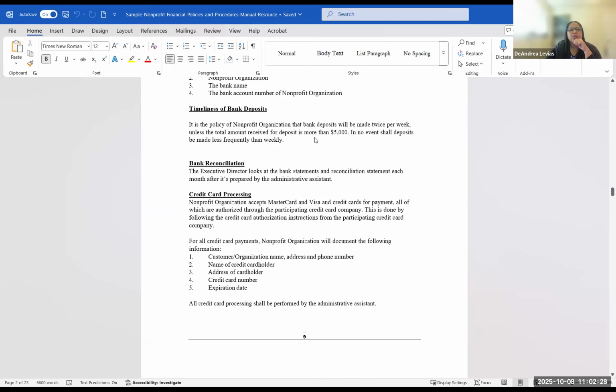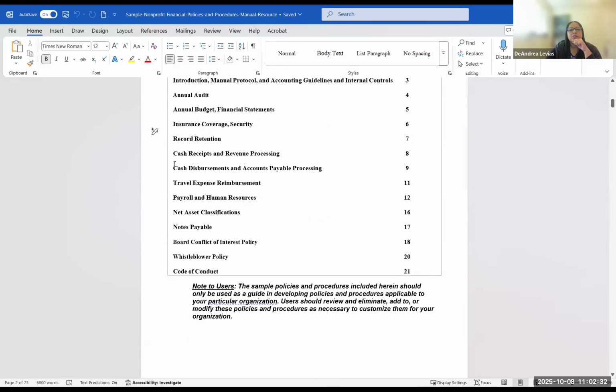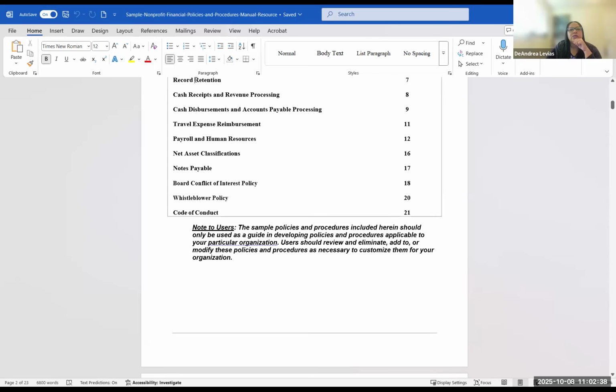One thing I want to show is this record retention policy that's in here that for some reason I can't click and go to now. I'll just scroll down to it. This record retention policy is actually longer. The GAAP policy is actually longer.